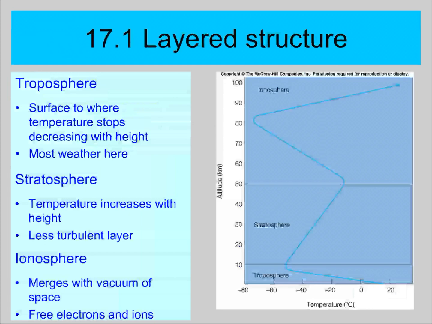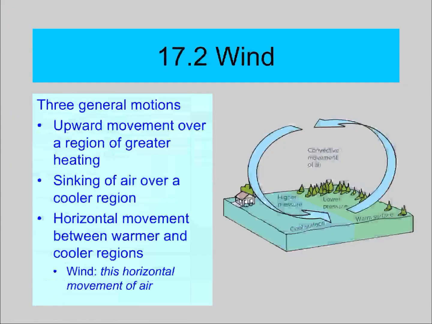The ionosphere is above that. It has a temperature decrease and then increase, but what makes the ionosphere unique is that it merges with the vacuum of space, and the free electrons and ions reside here. This is where you can see the northern lights, the aurora borealis, which is due to the ions up in the ionosphere getting excited with energy and then dancing around.